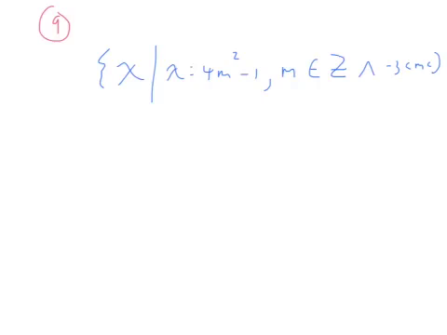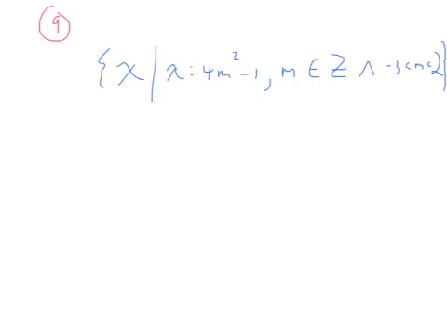Okay, so for number 9, very similar. It says find all elements of the set. So we're looking for all X values such that X equals 4m squared minus 1, and m is an integer, so m is an integer, and greater than negative 3 and less than 2. So we'll say negative 3 less than m less than 2.